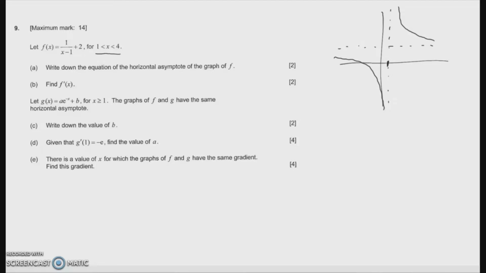So the horizontal asymptote is going to be through the y-axis here at 2, giving us the equation y equals 2. Now this might give us a hint as to what our 2 marks are for, not just writing 2 but expressing the answer as an equation.